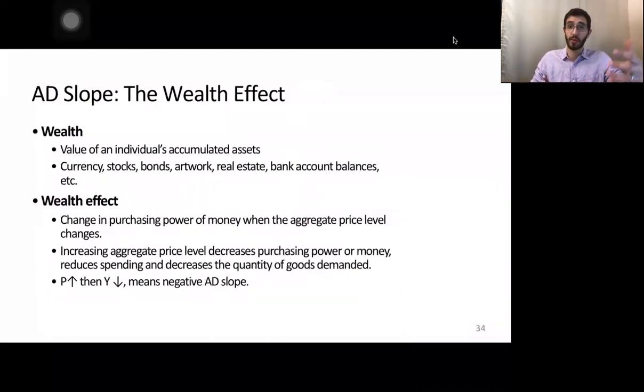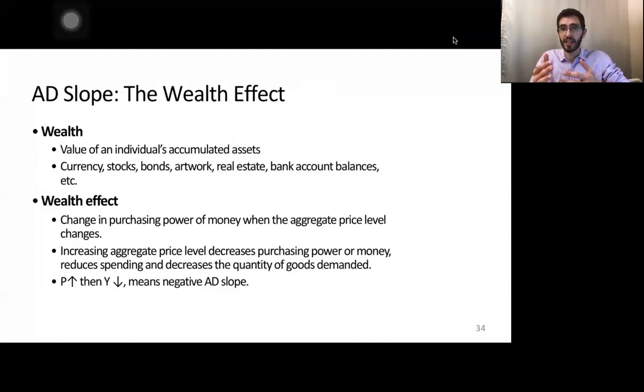To do that, we first need to understand what wealth is. Wealth is all assets accumulated by an individual. We're not only talking about currency in terms of cash and checking accounts, we're also talking about stocks, bonds, artwork, gold that you have stored with the bank, and all your bank accounts. So everything that you own that can be counted as part of wealth in terms of dollars. They can be sold and then expressed that way.